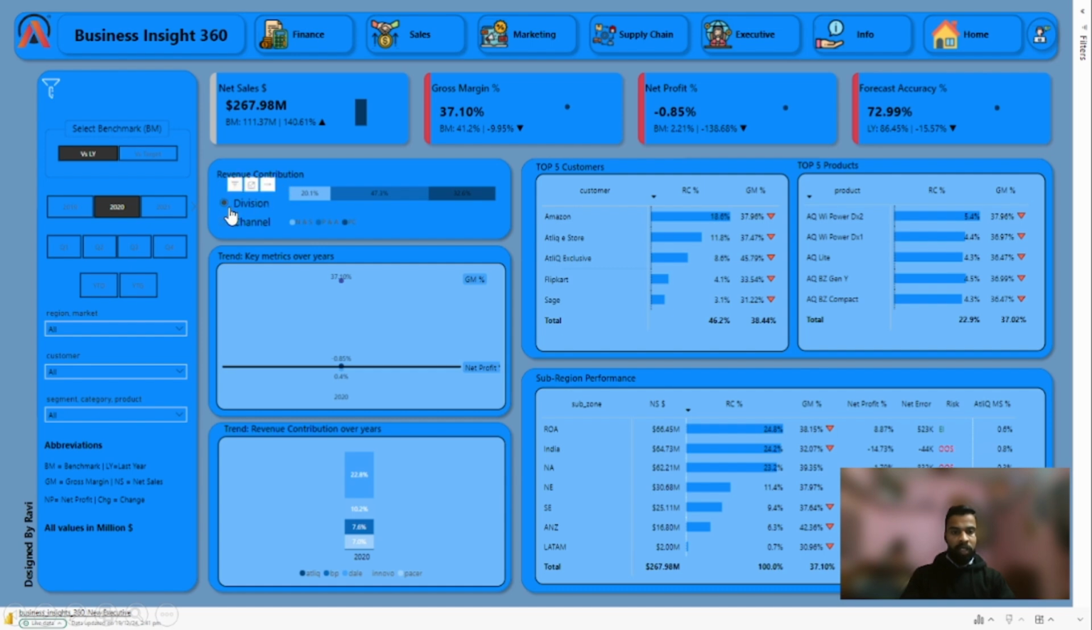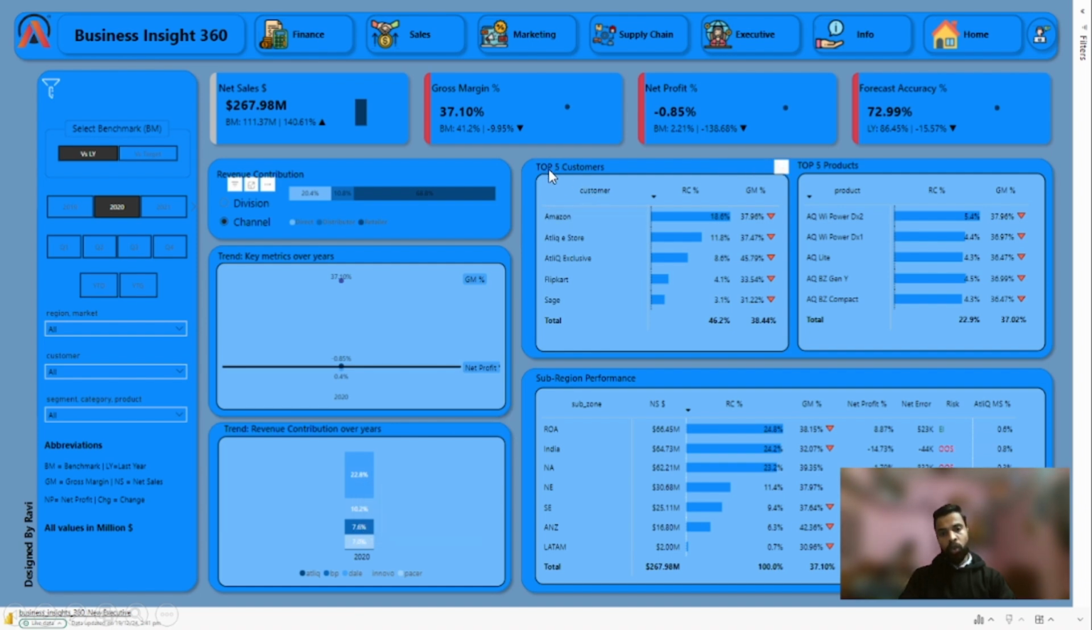Now in revenue contribution, if we see division wise, the PC division has 32.6% of revenue contribution. If we see by channel, the retailer channel has 68.75% of revenue contribution. Key metrics over the year, for selected year 2020: gross margin is 37.10%, net profit is minus 0.85%, Atlic Hardware market share is 0.4%. Then revenue contribution over the year, we all know that Dell has always been market dominant, but in selected year 2020, Atlic Hardware has 7.6% of market share.